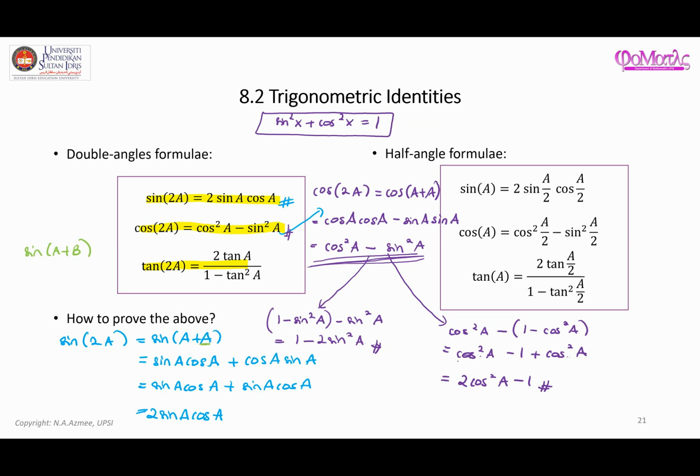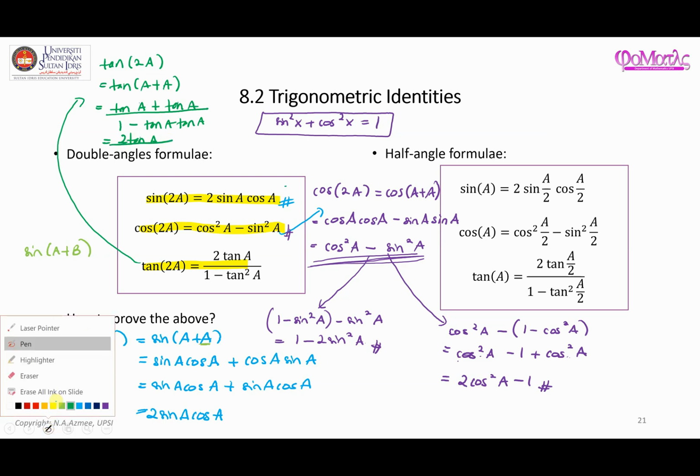Okay, next, how about for tangent? So tangent 2A is just tangent A plus A. Okay, so now this becomes tangent A plus tangent A over 1. If this is plus, at the bottom here we will be dealing with the subtraction. So it will be 1 minus tangent A times tangent A. Tangent A plus tangent A will be 2 tangent A.